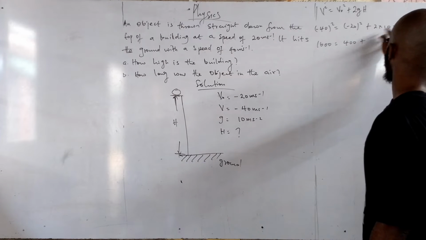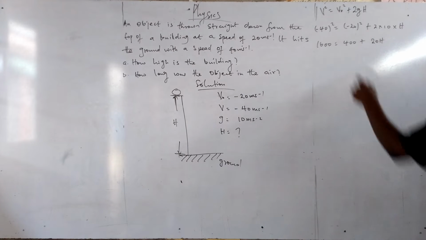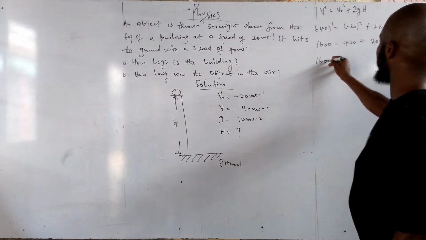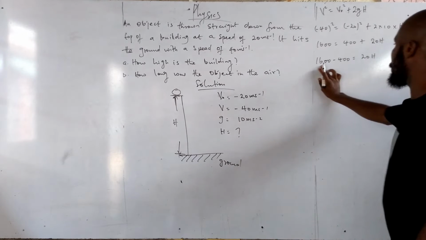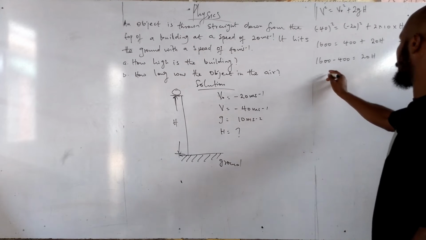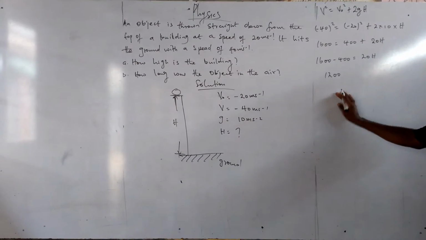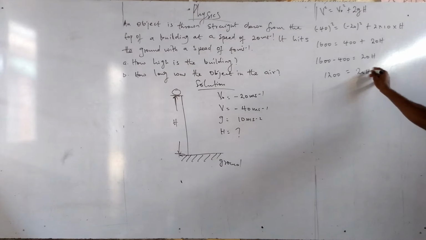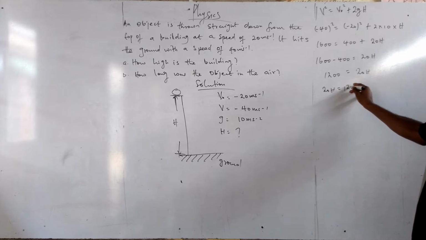times 10 will give us 20. 20 times H will give us 20H. So this will cross over here. We'll have 1600 minus 400 equal to 20H. 1600 minus 400 will give us 1200. Equal to 20H. So 20H equal to 1200.